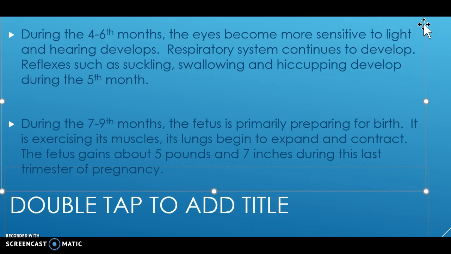During the 7th through 9th months, the fetus is primarily preparing for birth. It is exercising its muscles. Its lungs begin to expand and contract. The fetus gains about 5 pounds and 7 inches during this last trimester of pregnancy.